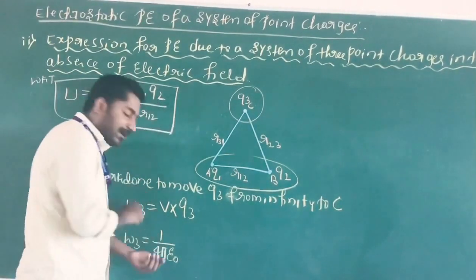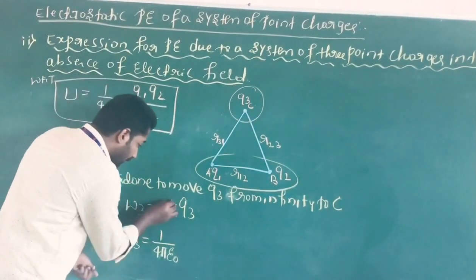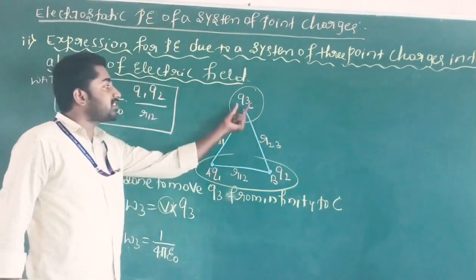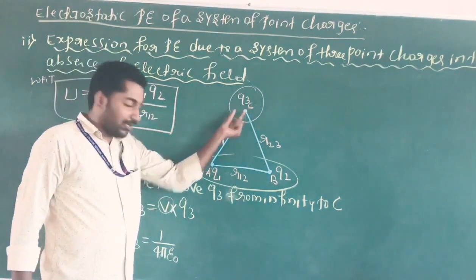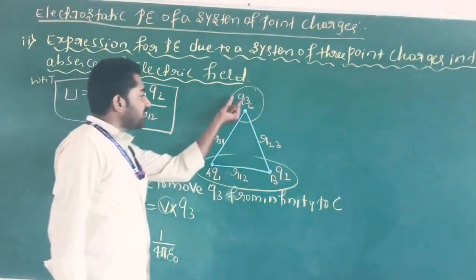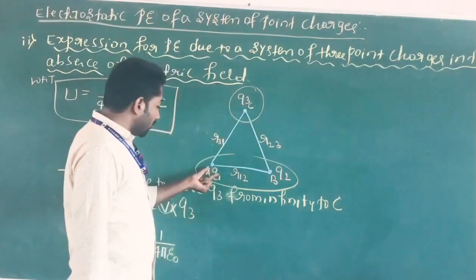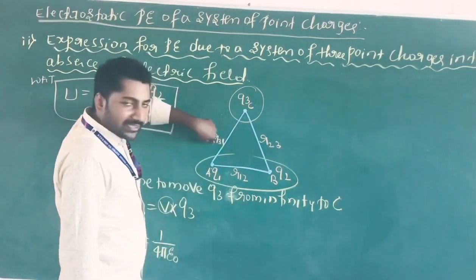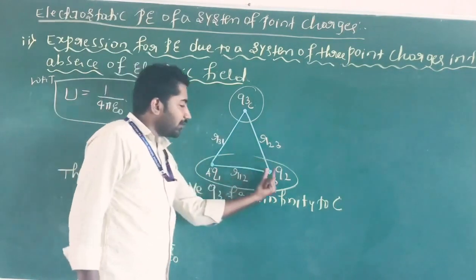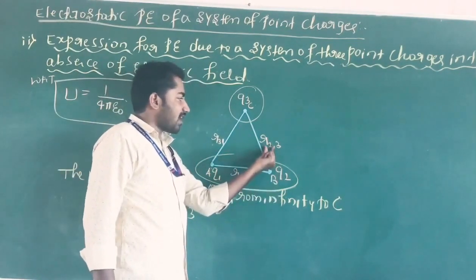W3 is 1 divided by 4 pi epsilon naught times V. Here, V is the electric potential at point C due to the charge Q1 from the distance R31 and due to the charge Q2 from the distance R23.